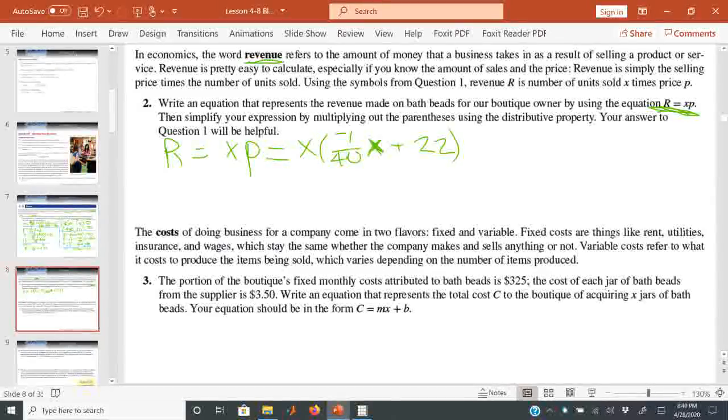Question 3 is going to kind of build on that. So read the introduction and answer question 3, and then restart the video.